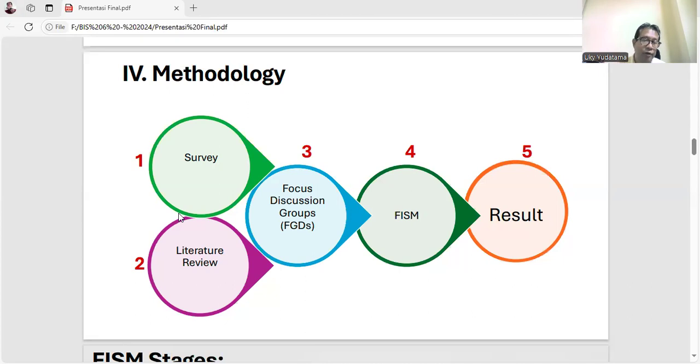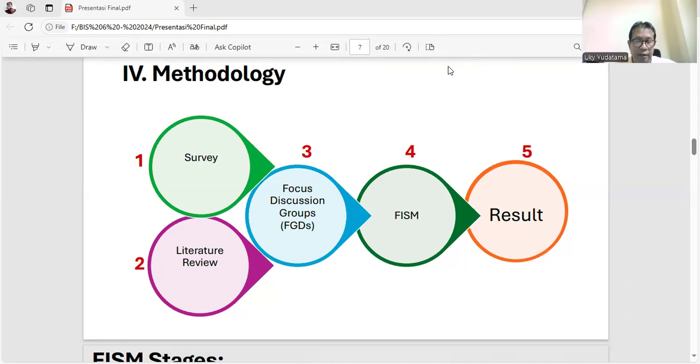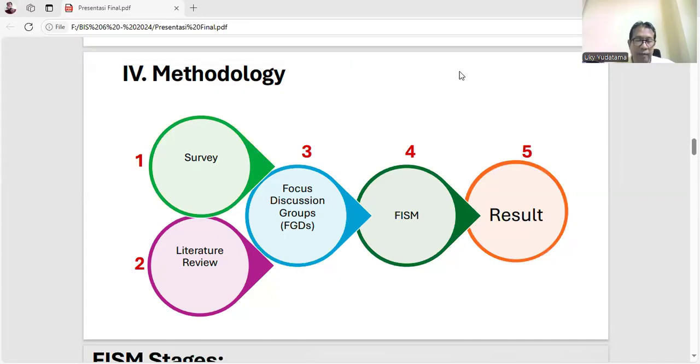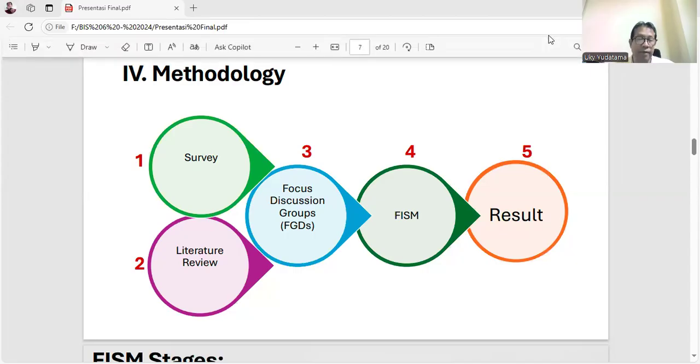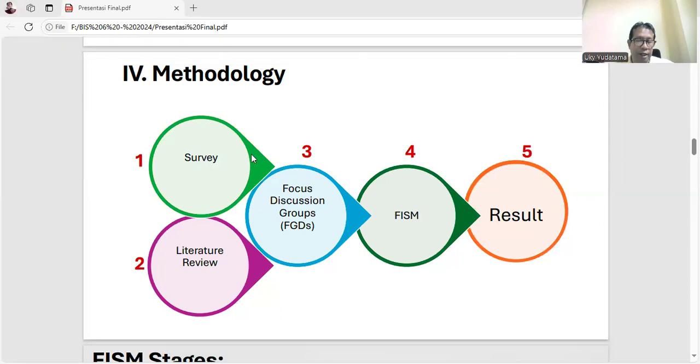Two, survey. A survey is conducted to collect data from a large group of lecturers and academic staff. The survey helped in gathering insight on the various factors impacting academic integrity from a broad perspective. Three, focus group discussion. To deepen our understanding, focus group discussions are organized. This discussion with selected lecturers and administrators provides qualitative insight into the factors affecting behavior, allowing for a more nuanced understanding beyond the survey data.